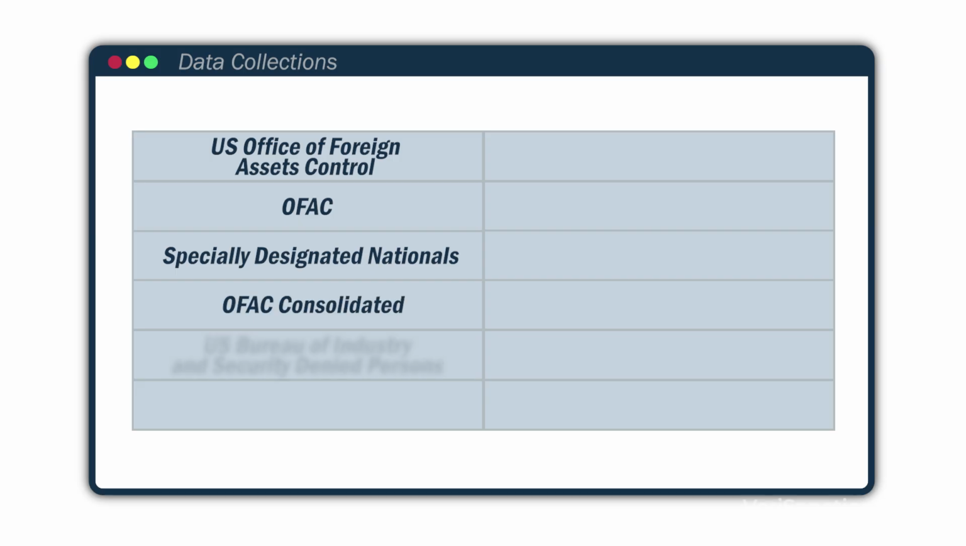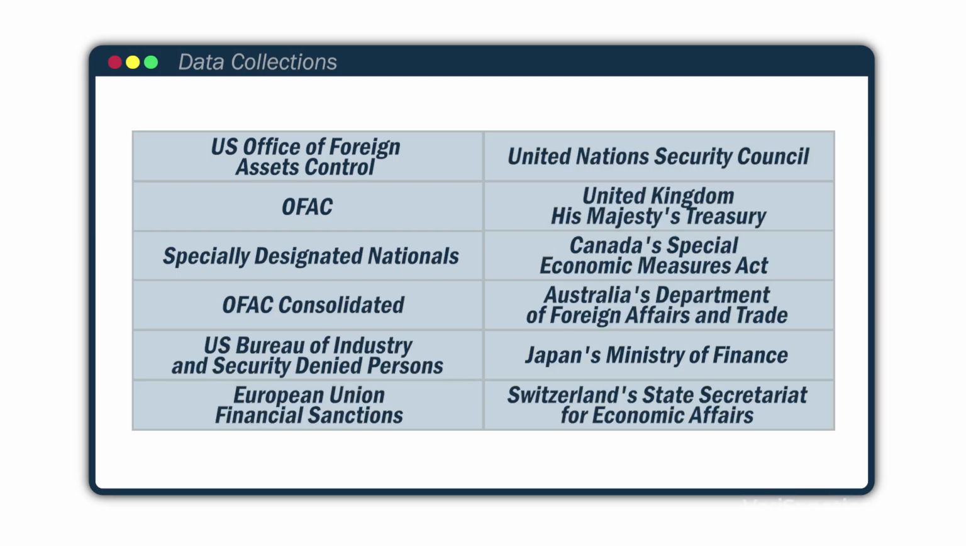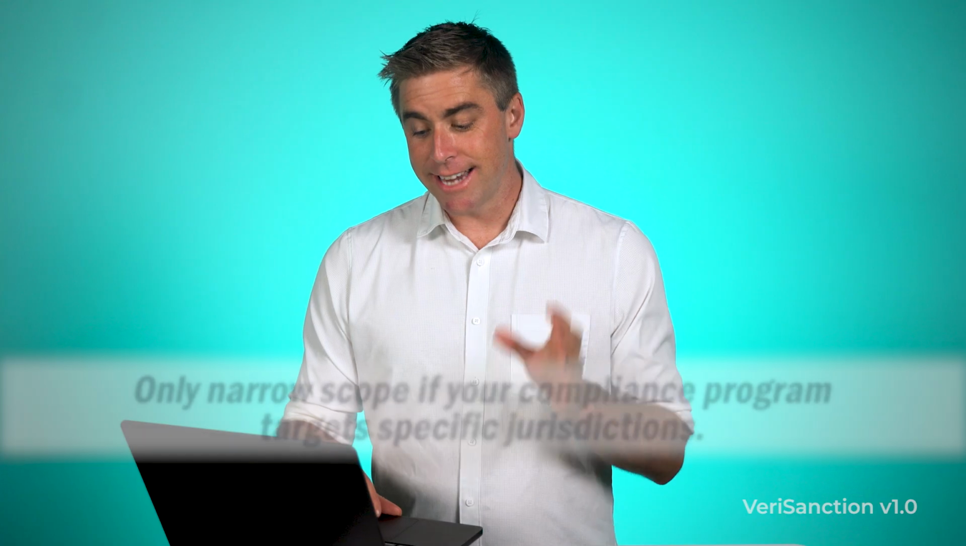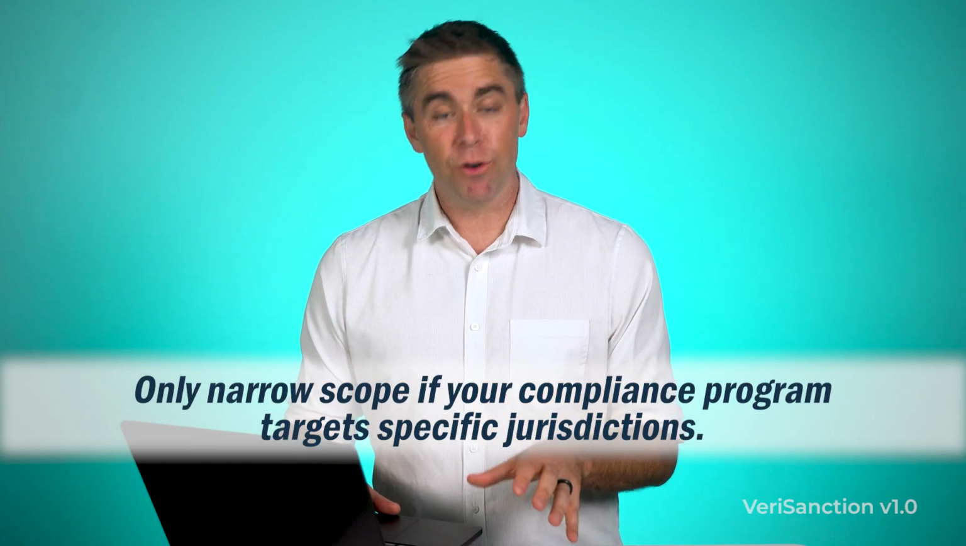The U.S. Office of Foreign Assets Control, OFAC, Specially Designated Nationals List, the OFAC Consolidated List, the U.S. Bureau of Industry and Security Denied Persons List, the European Union Financial Sanctions List, United Nations Security Council Sanctions, United Kingdom His Majesty's Treasury Sanctions, Canada's Special Economic Measures Act List, Australia's Department of Foreign Affairs and Trade List, Japan's Ministry of Finance List, and Switzerland's State Secretariat for Economic Affairs List. Dataset checkboxes let you narrow further if needed.